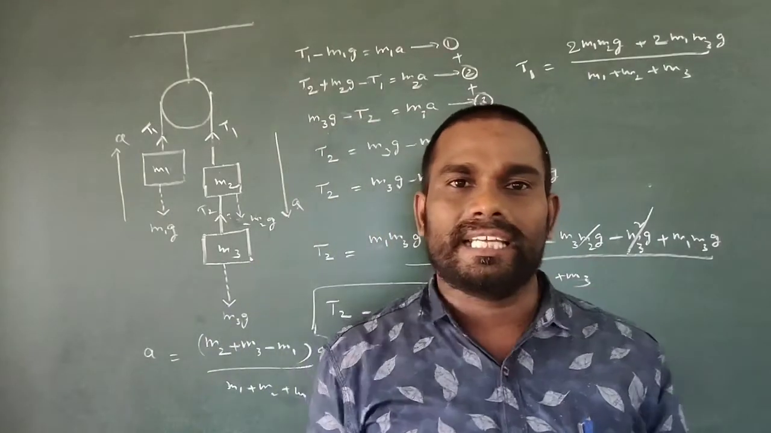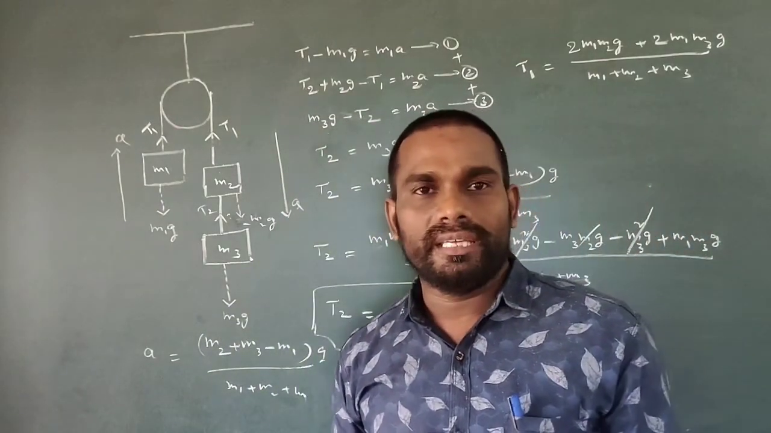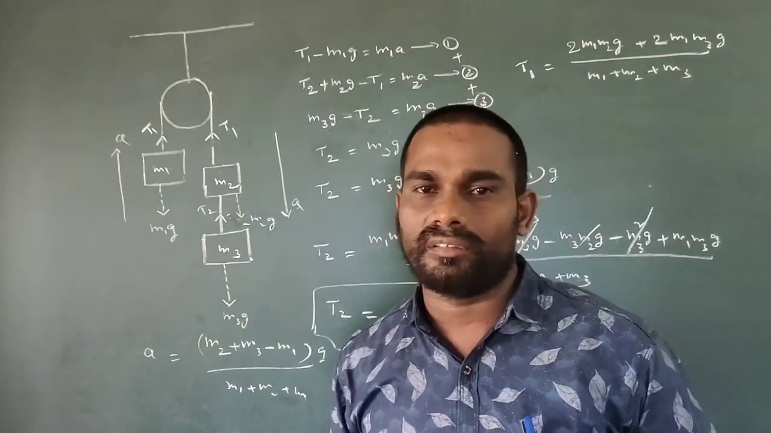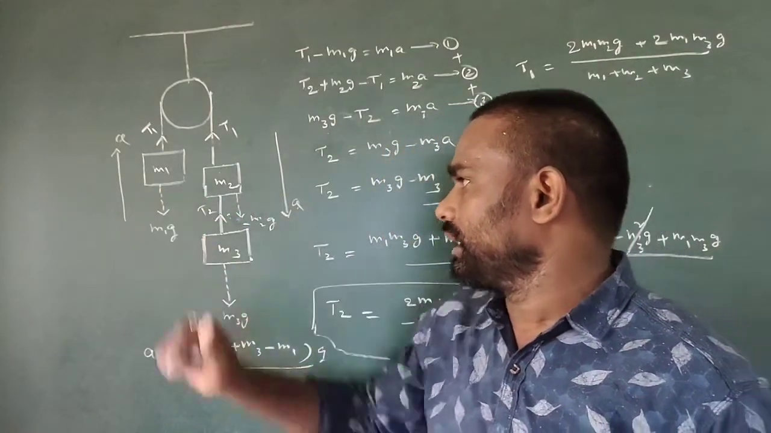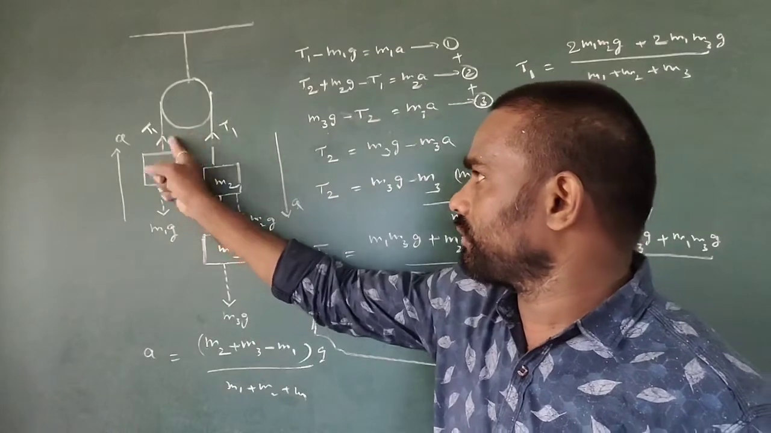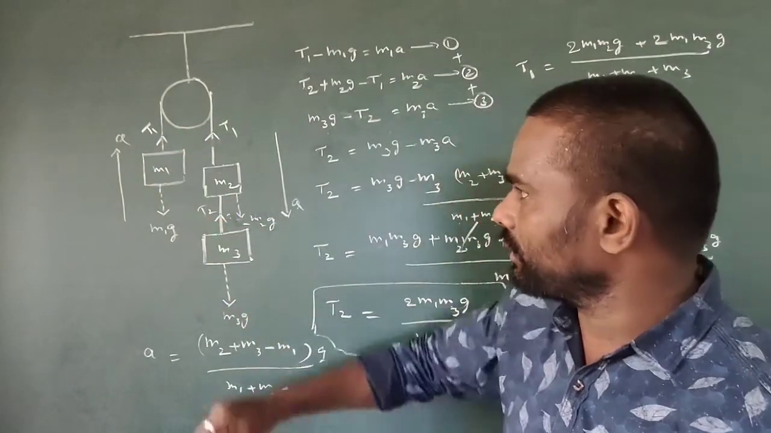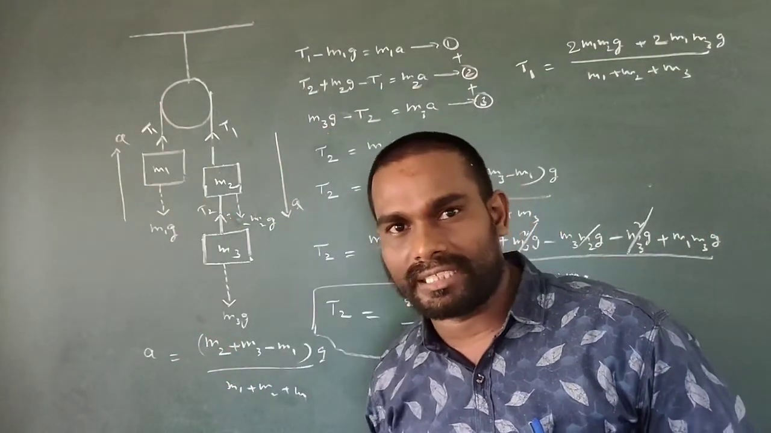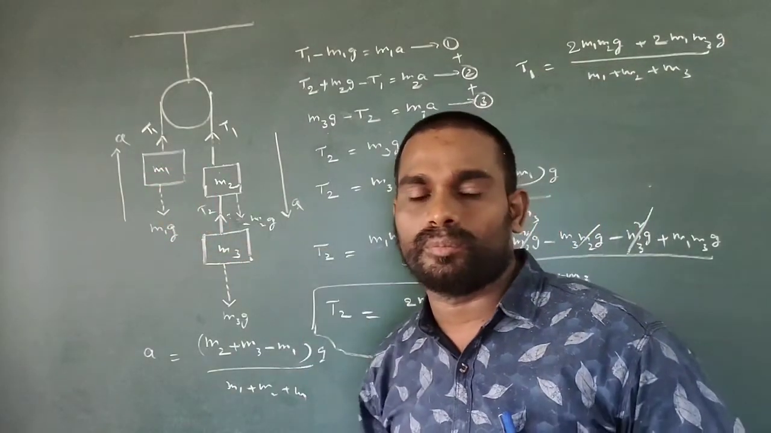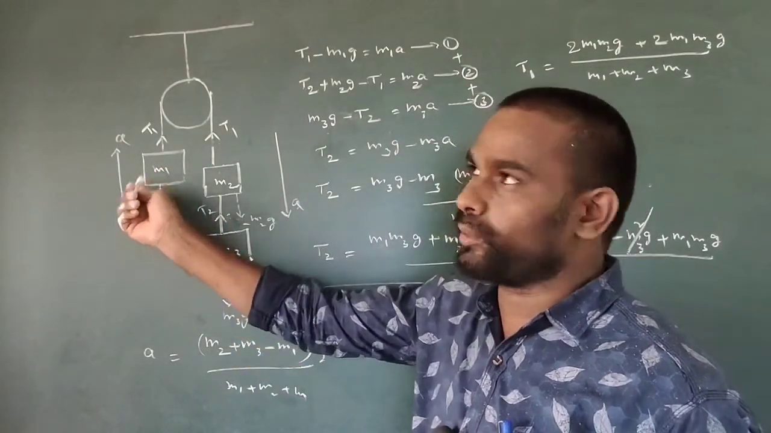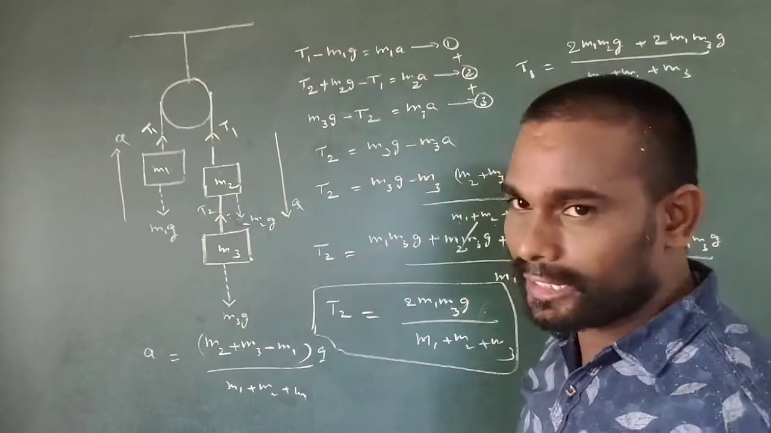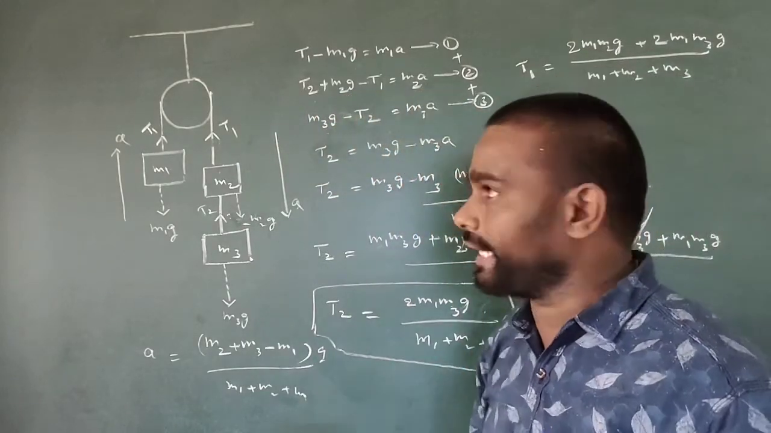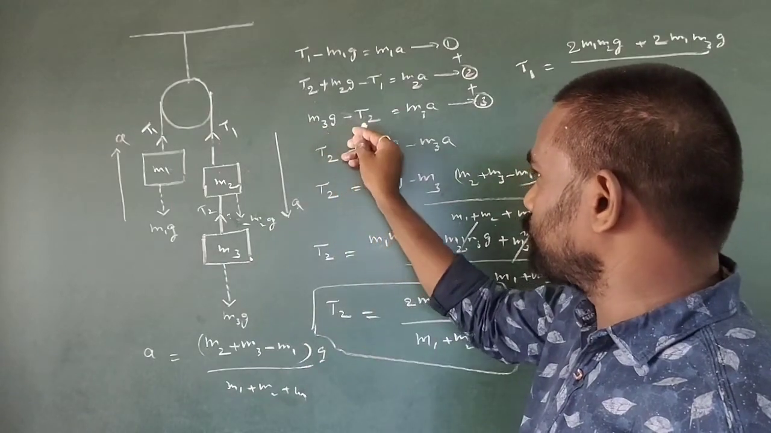Once again, 3 bodies are connected with a string with the help of a pulley. The pulley is massless and inextensible, and the string is also massless. The weights of the 3 bodies always act vertically downward: m3g, m2g, m1g. The tension in the string is T1 here and T2 here. The m2 and m3 masses are moving downward with some acceleration, and the m1 mass is moving upward with the same acceleration. According to Newton's second law of motion, F equals ma. The net force acting on the first body is T1 minus m1g equal to m1a. Next, for the second body, T2 plus m2g minus T1 is equal to m2a. Next, for the third body, m3g minus T2 is equal to m3a.